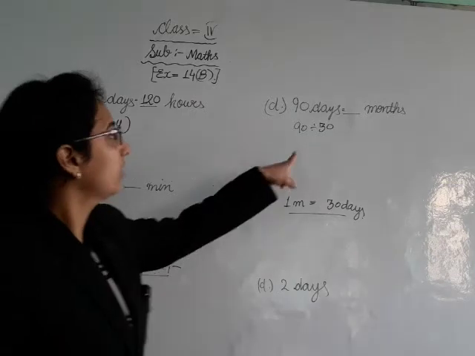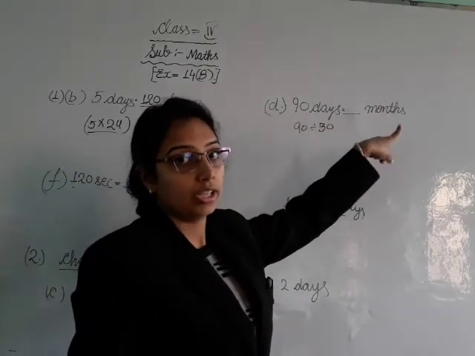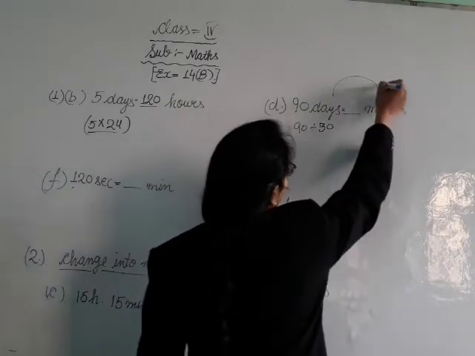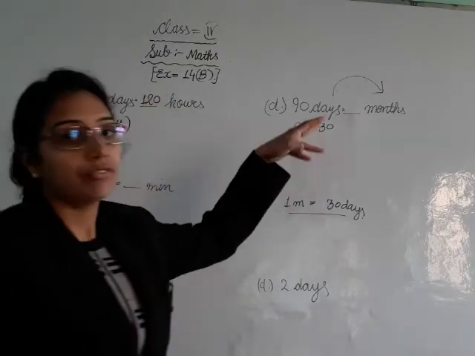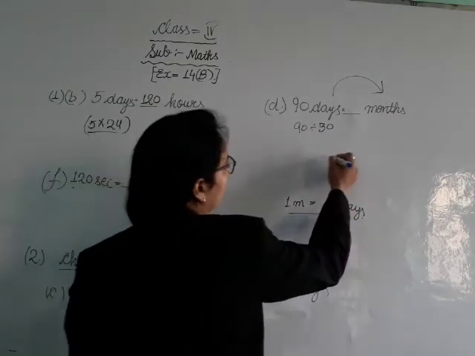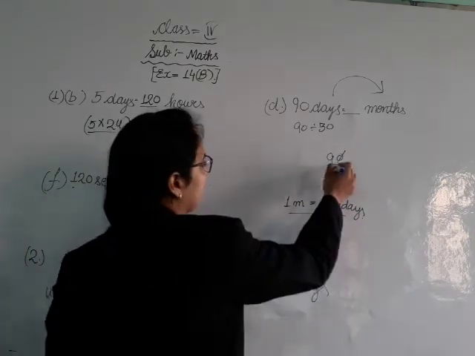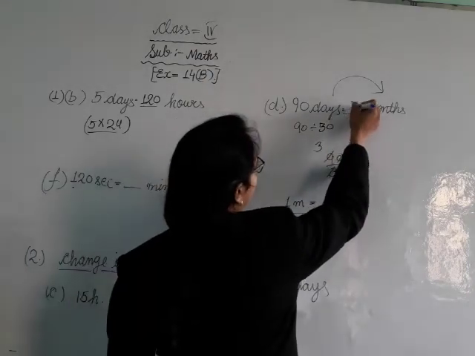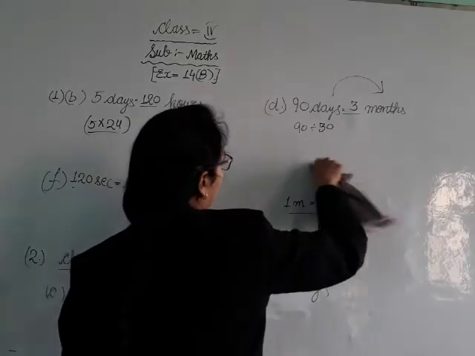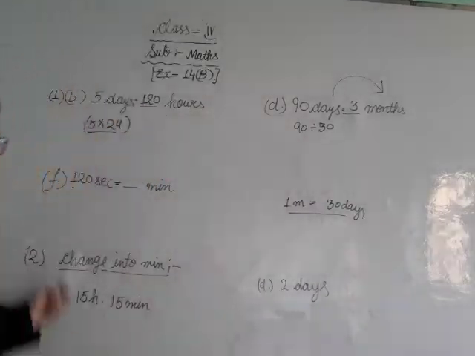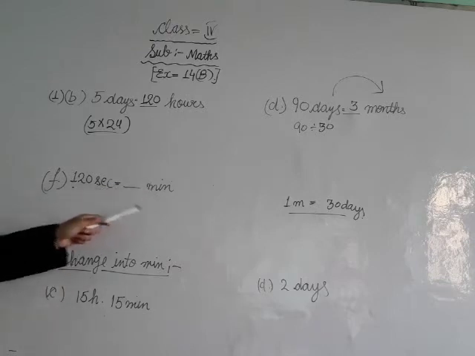Use the logic that days are more in number than months. Then we are going to the lesser unit, and whenever we go to a lesser unit, what do we have to do? We have to divide. So how to divide it by 30? 0 cancels 0, and 3 threes are 9. So your answer will be 3 months. Understood? Got it?